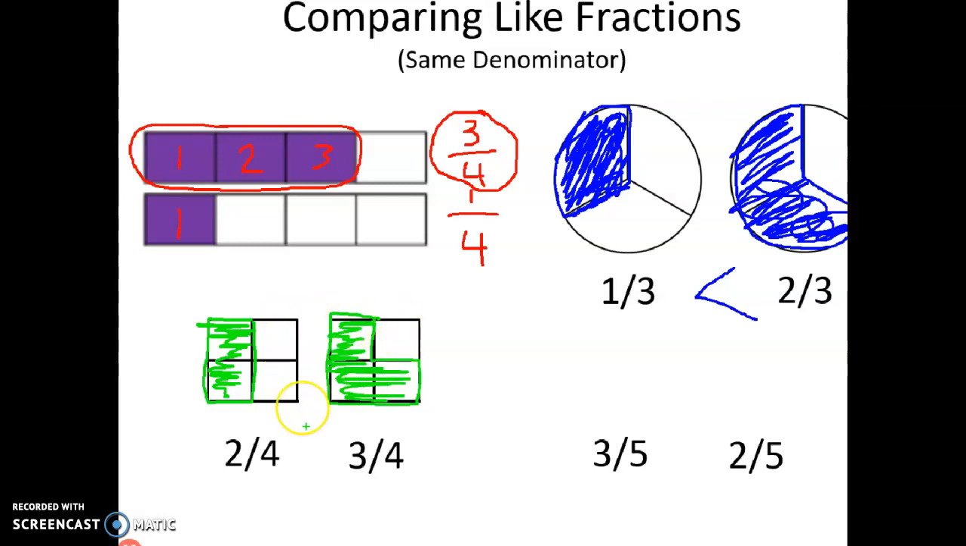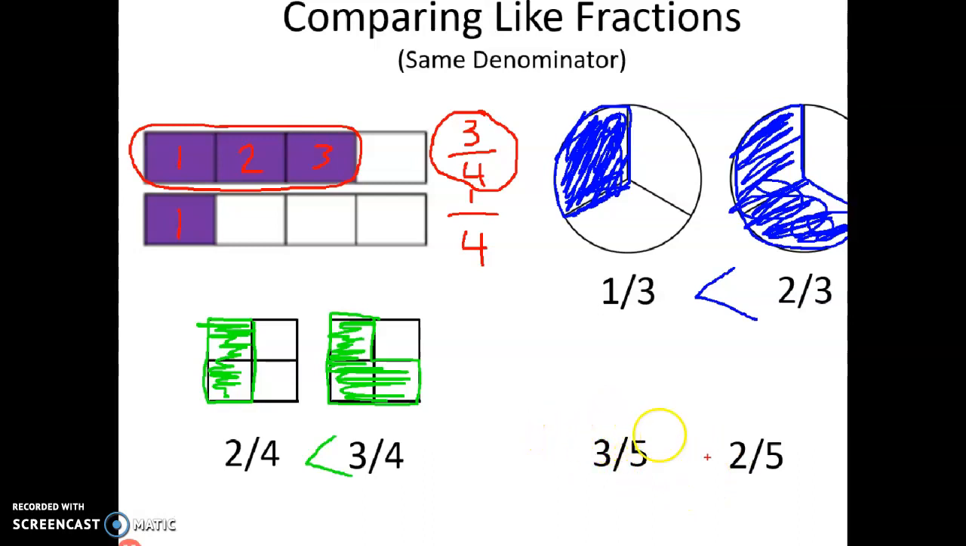Great. So now I've got to figure out which way my alligator mouth is going to go. Well, they're not the same amount. This one has 3 pieces compared to that 2. So 3 is bigger than 2, so my alligator is going to want to eat more of that. So 2/4 is greater than 3/4. So in an assignment, some of you might just get something like this.